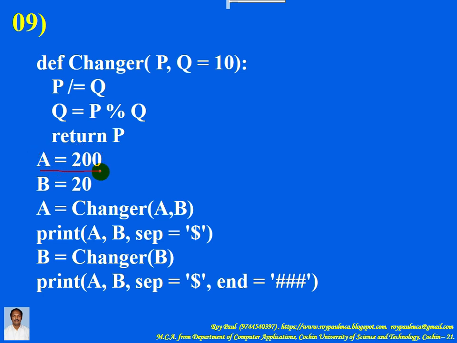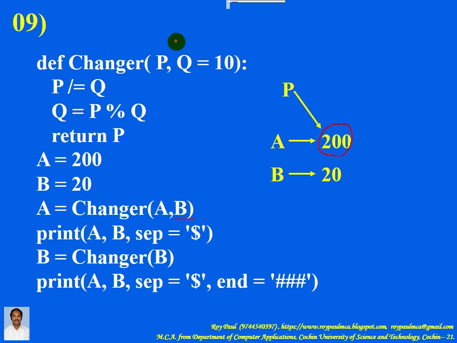A is pointing to 200. Now B is pointing to 20. Here assignment operator. So right hand side should be calculated first. Here you call the function. Control reaches the point where the function is defined. A is passed to P. So parameter P is pointing to argument A. So P is pointing to this A.